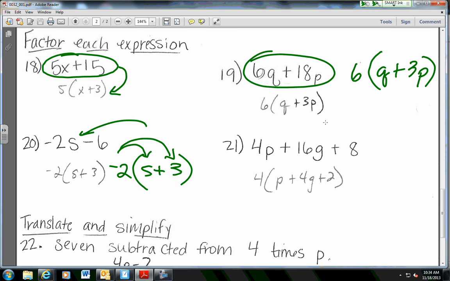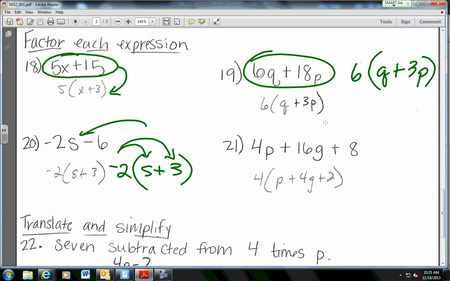21, we've got 3 terms now. So we look at 4p, 16g, and 8. The largest number that will divide all 3 of them is 4. So 4 goes on the outside. 4 times what gives you 4p? That'd be p. 4 times what gives you 16g? That'd be positive 4g, so plus 4g. 4 times what gives you 8? That'd be positive 2, so plus 2. Okay, so your answer should be the 4 on the outside, p plus 4g plus 2 on the inside.